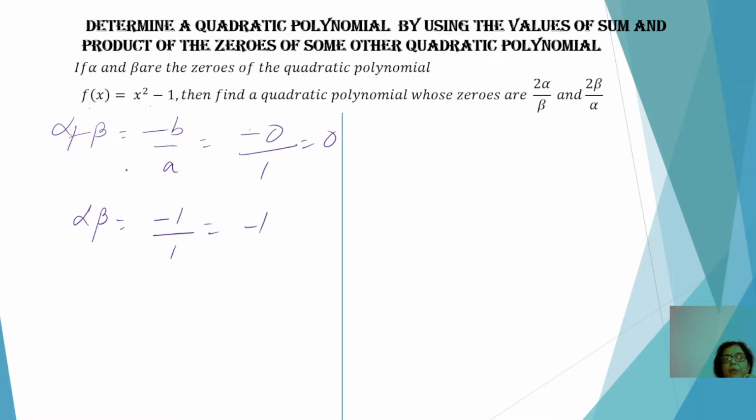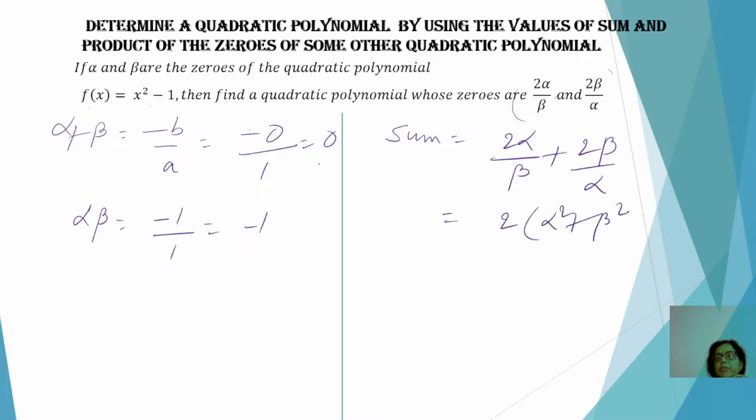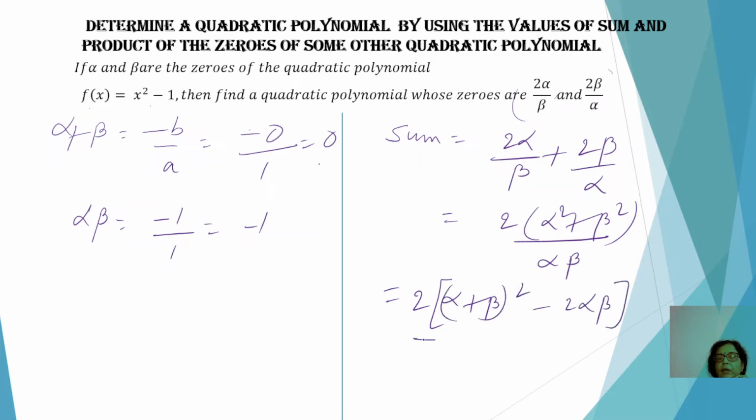So for this polynomial, we get the sum of the zeros as 0 and product of the zeros as minus 1. Now getting back to this new polynomial that we need to generate, whose zeros are 2 alpha by beta and 2 beta by alpha. So first of all, we'll find the sum of the zeros. So sum of the zeros in this case will be equal to 2 alpha by beta plus 2 beta by alpha. Now, if you take the LCM, this becomes 2 into alpha square plus beta square by alpha beta.